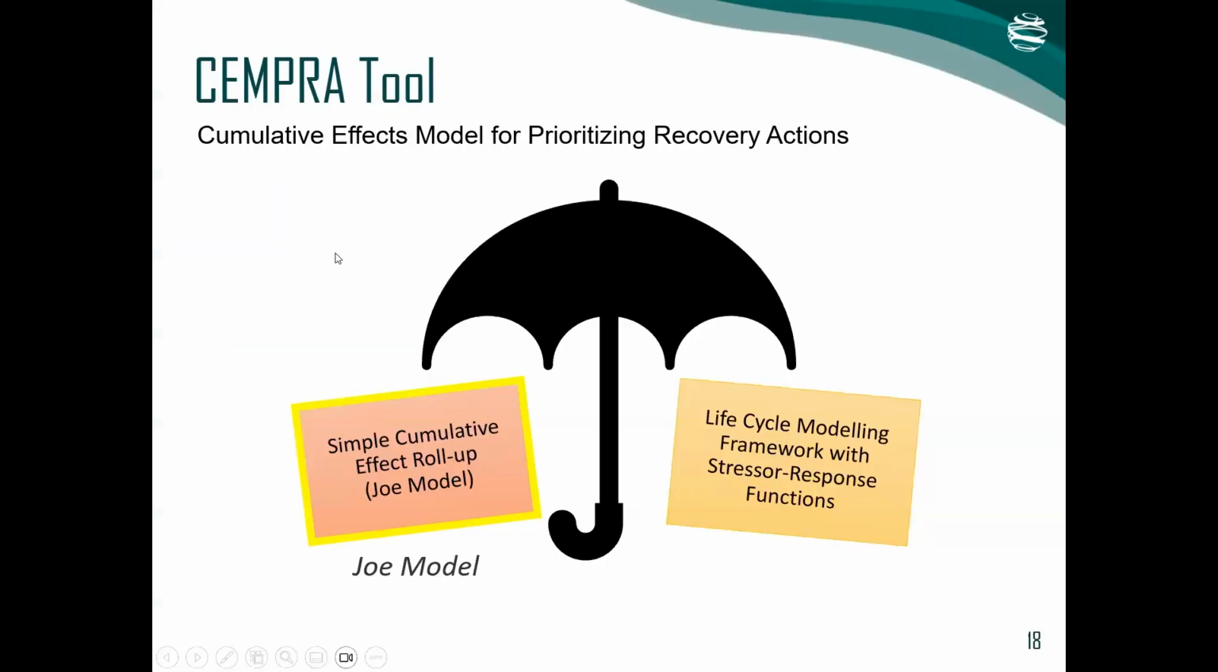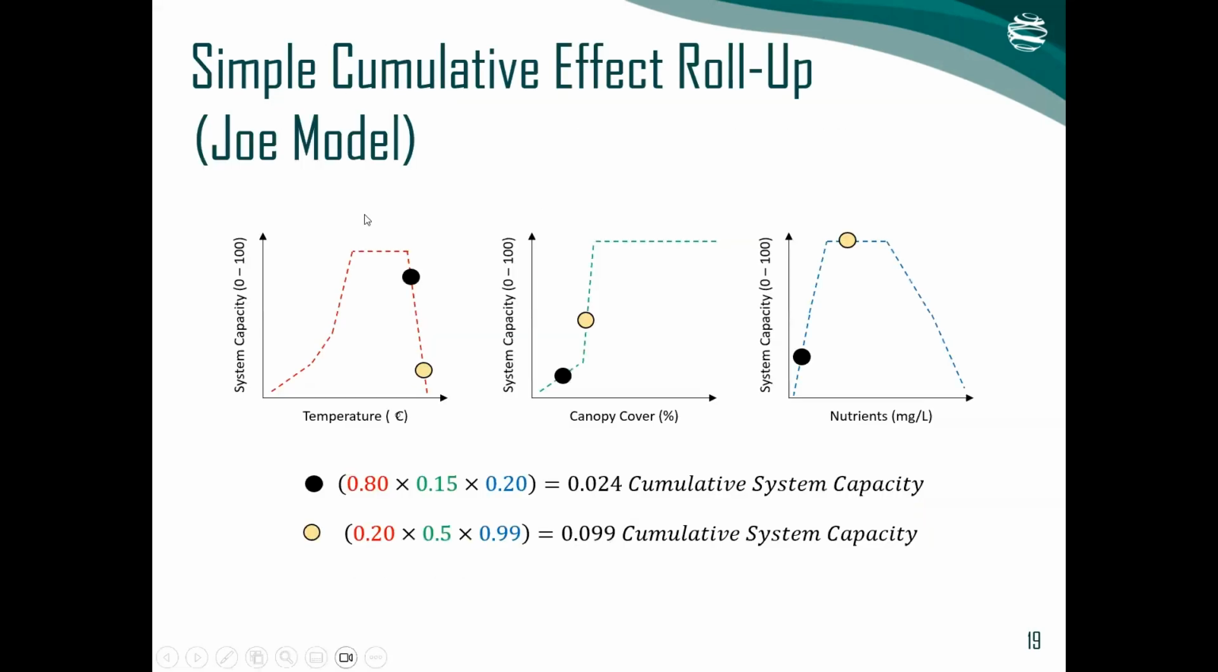Again, thinking about the Joe model in context to the life cycle model, the Joe model is a bit more simple and easy to get set up with, but it can be extremely useful in workshop settings to quickly run through a large number of stressors without getting too hung up on all the technical details. So the Joe model itself just takes the product of the response scores from a series of stressor response relationships.